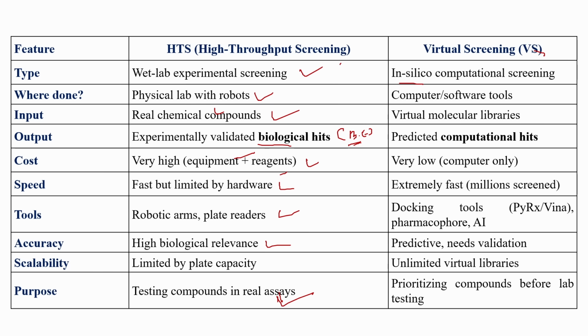So, talking about virtual screening, it is a computer software tool. We have to prepare a set of library, predict the hit, and only a computer is needed. If we are performing an advanced search, we need some more graphics card features in our laptop. It is extremely fast, and by using software we prepare the molecular docking. It is predictive and needs validation, an unlimited virtual library can be prepared, and it is for prioritizing compounds before the lab testing. Okay, so this is the difference between HTS and virtual screening.